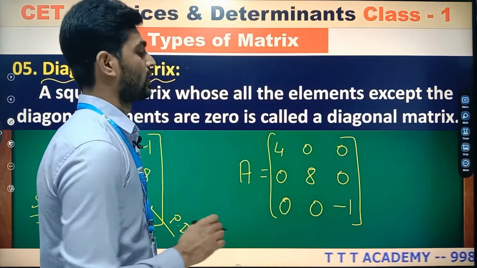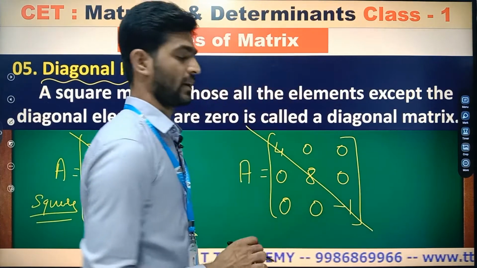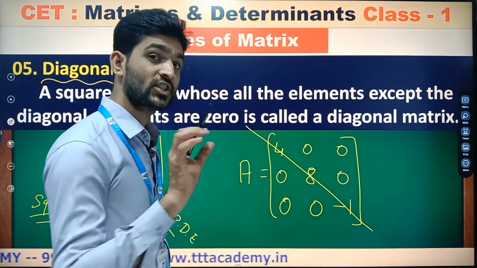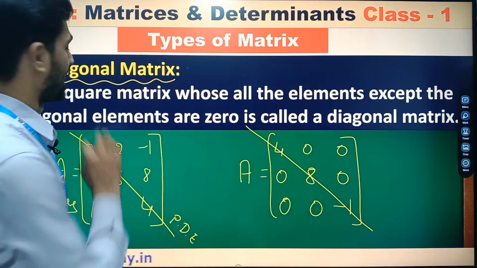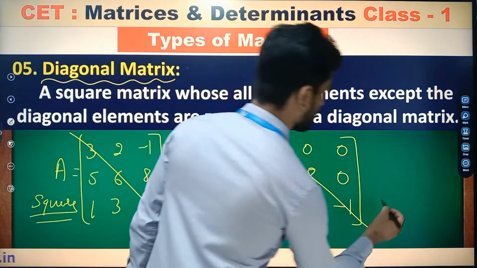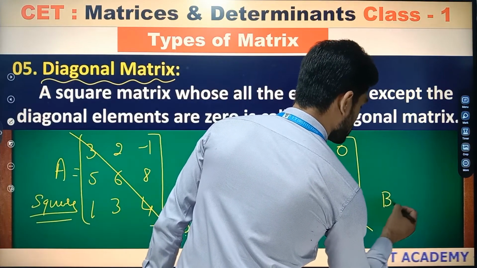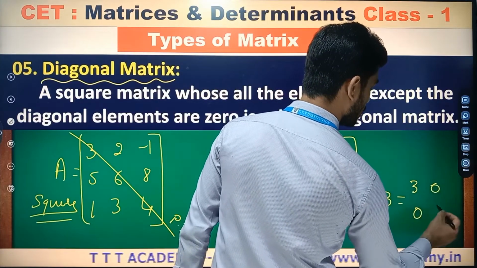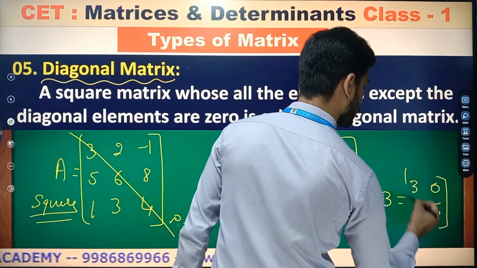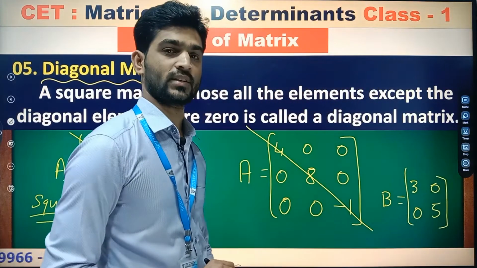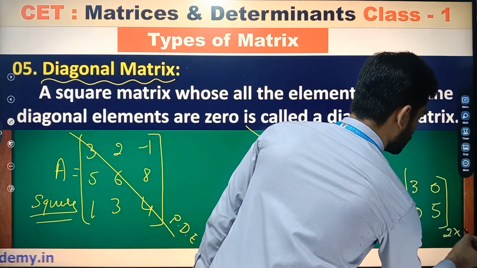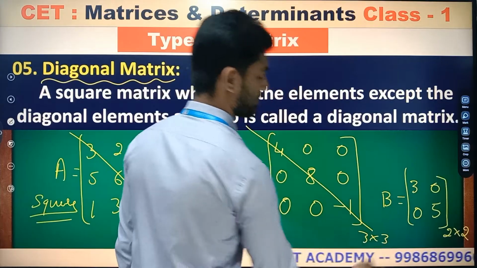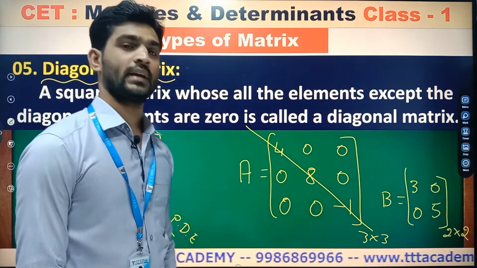What we understand here is that the principal diagonal elements have values, other than the principal elements all are equal to 0. Such a type of matrix is called a diagonal matrix. Dear students, for your understanding purpose, I am going to consider one more example. Suppose 3 0 0 5. Again, this is one more example for a diagonal matrix of 2 cross 2 size. The first one was of size 3 cross 3. So these are the examples for diagonal matrix.